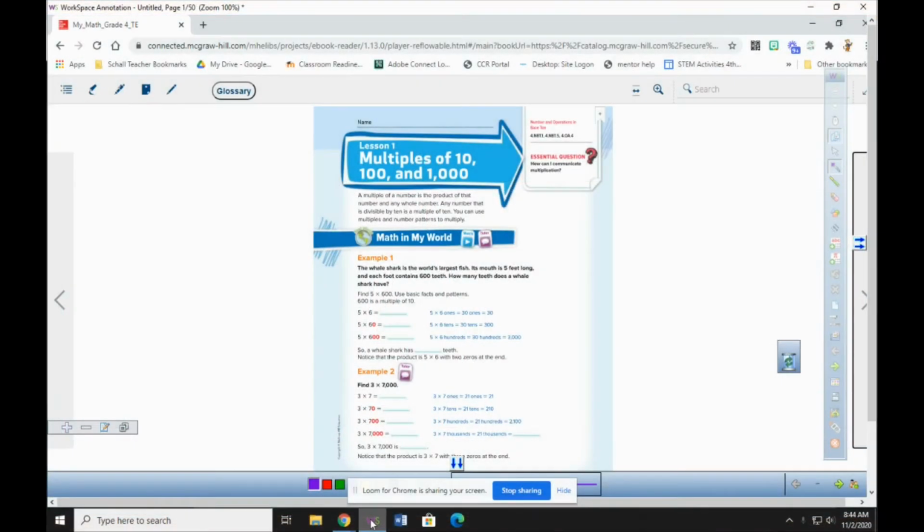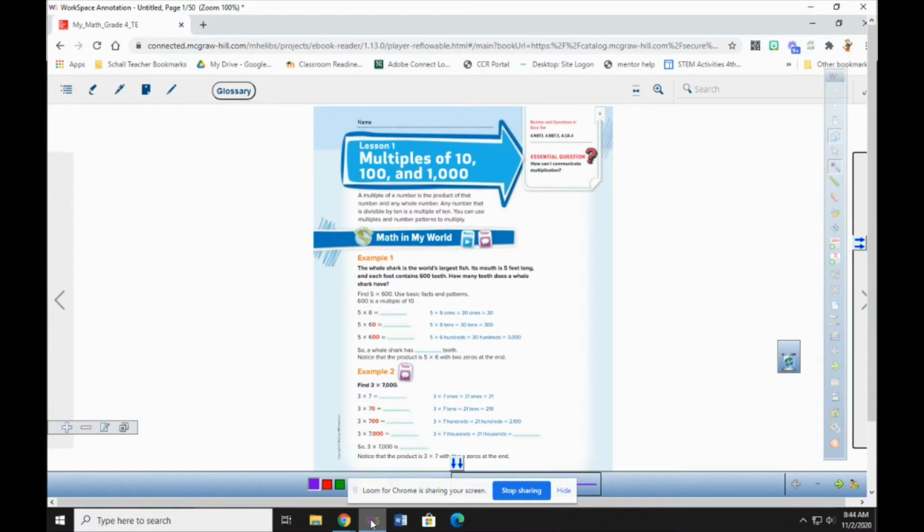Chapter 4, Lesson 1, Multiples of 10, 100, and 1000. Like we learned in the last chapter, a multiple of a number is the product of that number and any other whole number. Any number that is divisible by 10 is a multiple of 10. You can use multiples and number patterns to multiply when you're looking at tens, hundreds, and thousands.